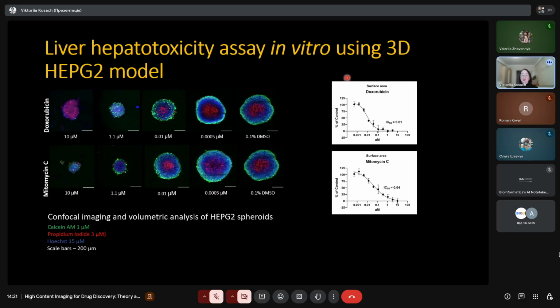as well as data analyzed from these images could be visualized like a dose response in here, showing the surface area of the spheroids during treatment with the compounds. And the IC50 we received from our department aligned very nicely with literature IC50 for these compounds. So this assay could be used and is very important for the drug discovery process.